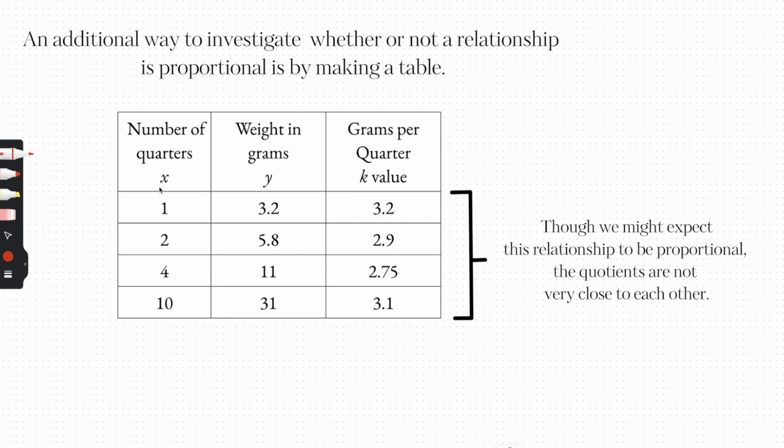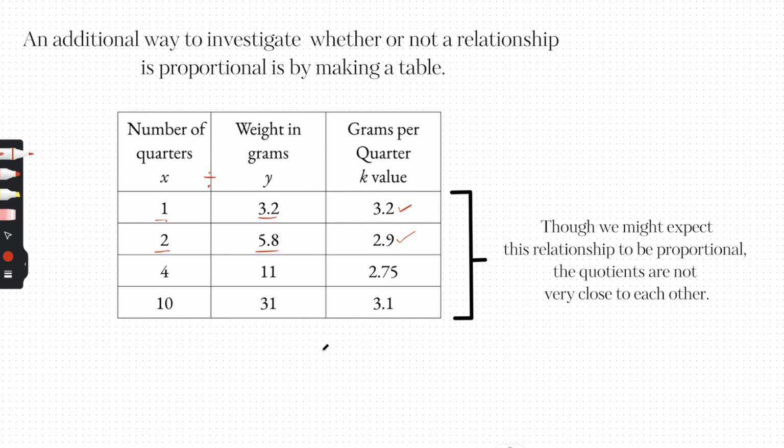So take a look here. Here we have the x values, which is the number of quarters. And here we have the weight in grams, which is the y value. And then here we have the grams per quarter. Now, the way we got that is we took the y value and we divided it by the x value. So when I do 3.2 and divide it by 1, that gives us 3.2. When I do 5.8 and divide it by 2, that gives us 2.9, and so on, right?